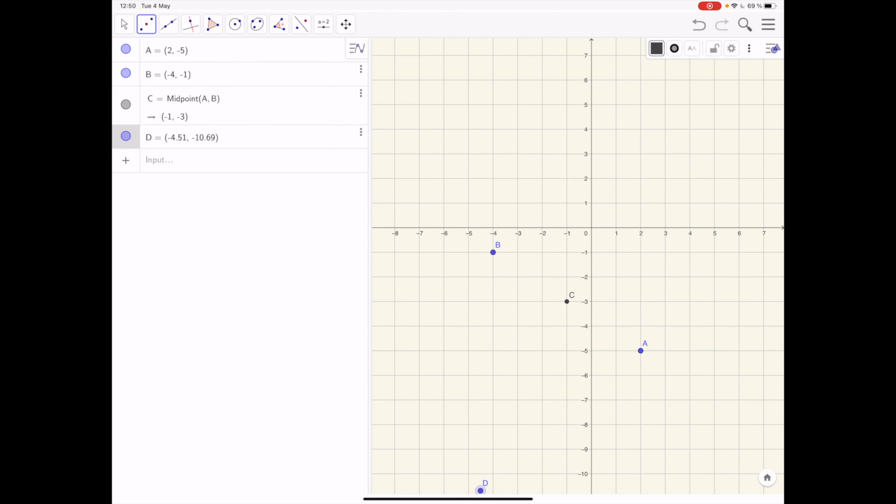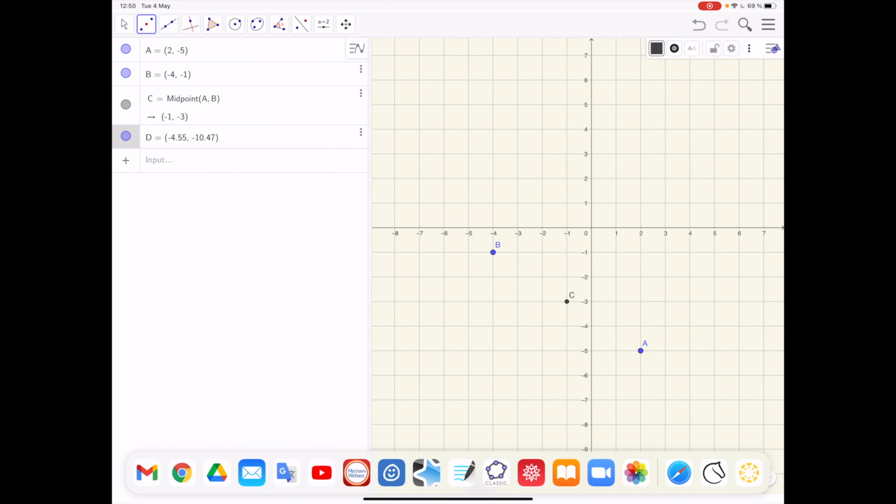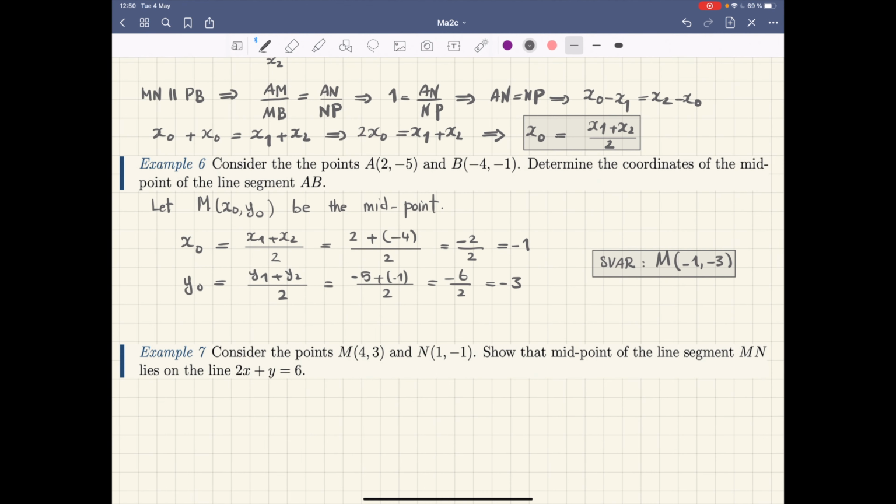So now let us go to the next example. Make the examples a little bit harder. Okay, now tell me, how do you solve this problem? What's your opinion? Just talk to me because I want to give you some time to practice as well. So consider the points M and N with these coordinates. Show that the midpoint of the line segment MN lies on the line 2x plus y equals 6.